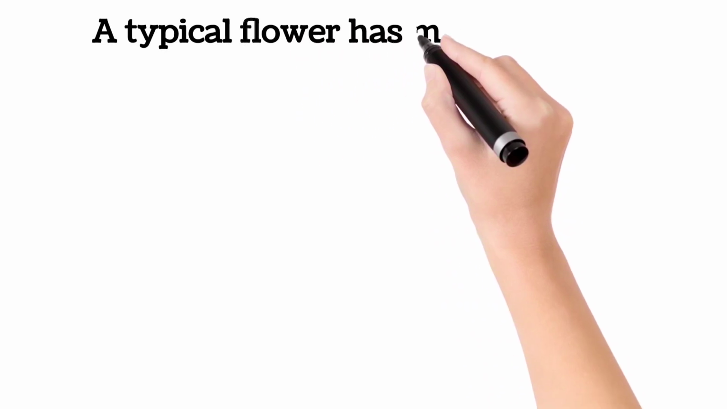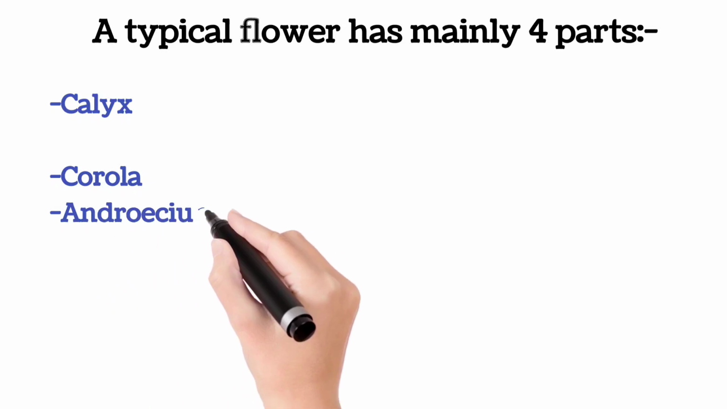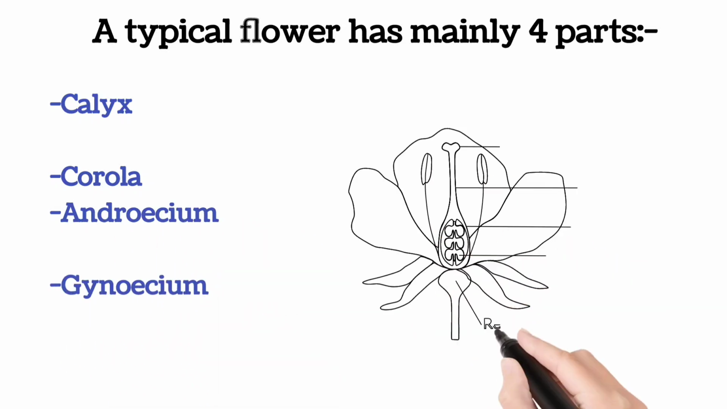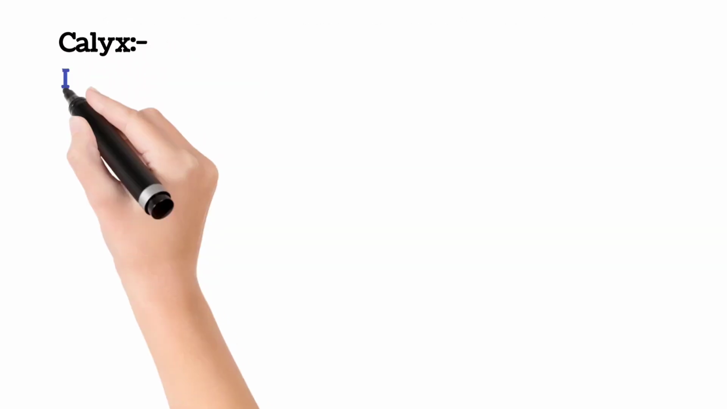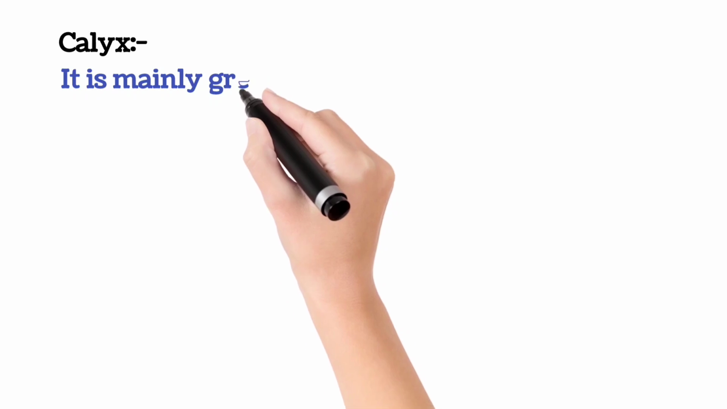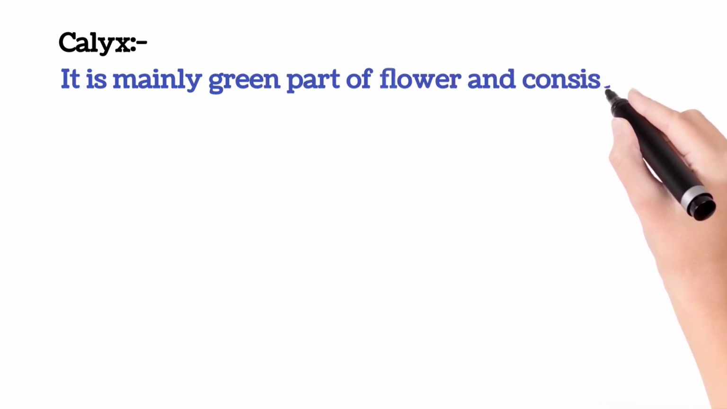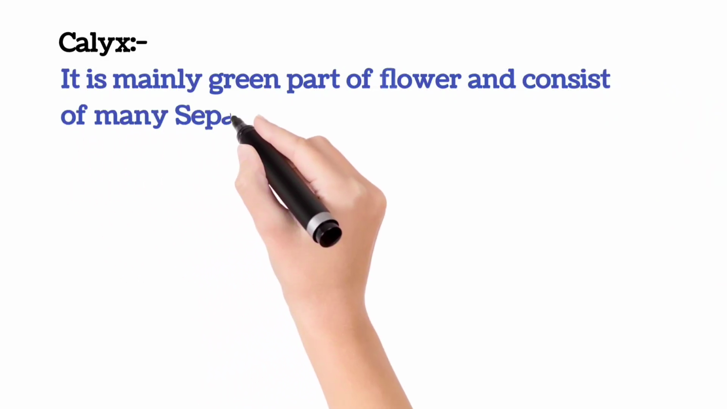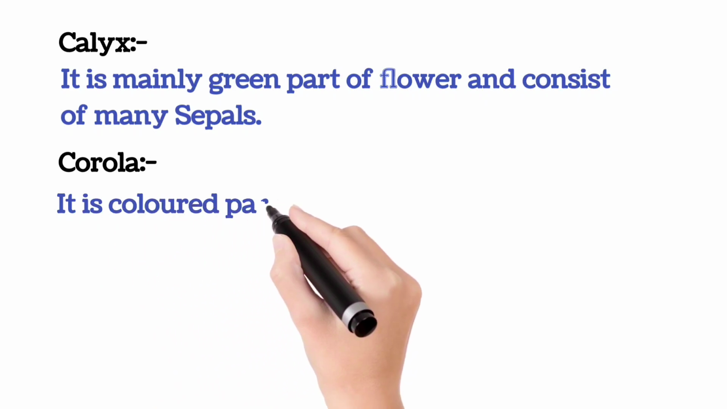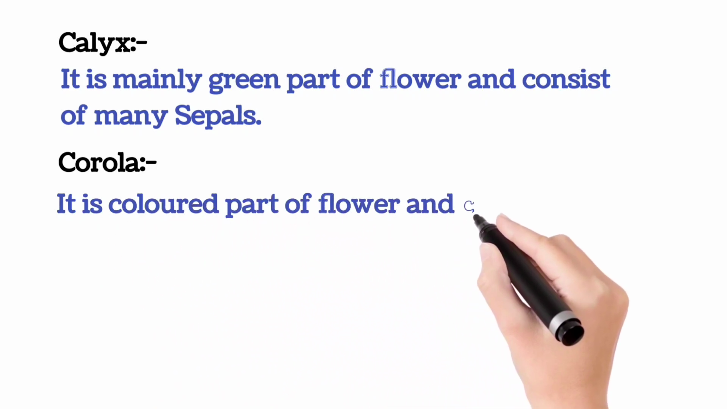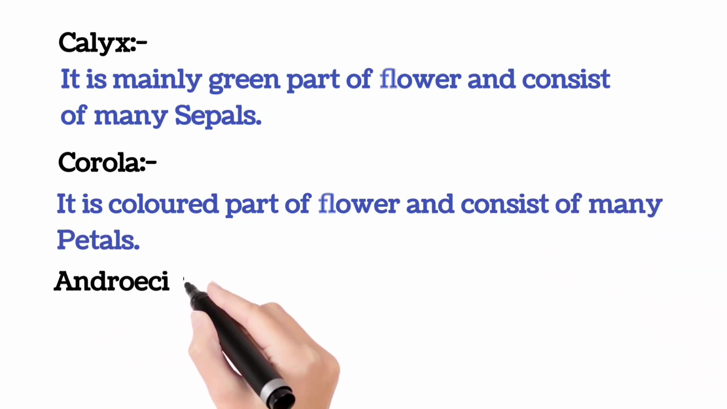A typical flower has mainly four parts: calyx, corolla, androecium, gynoecium. Calyx is mainly the green part of the flower and consists of many sepals. Corolla is the colored part of the flower and consists of many petals.